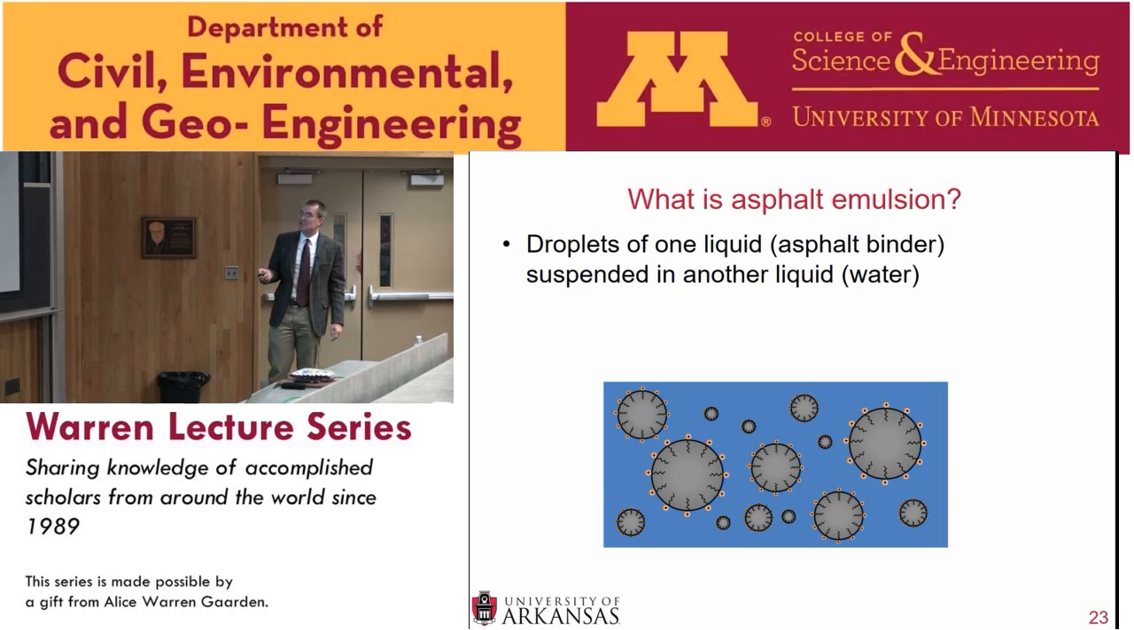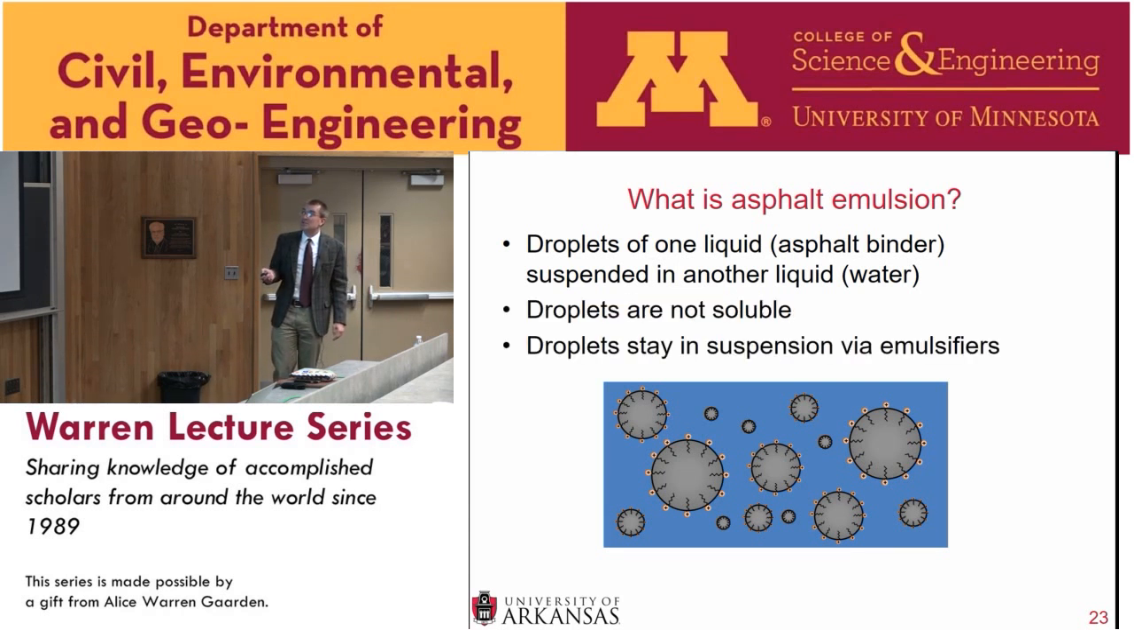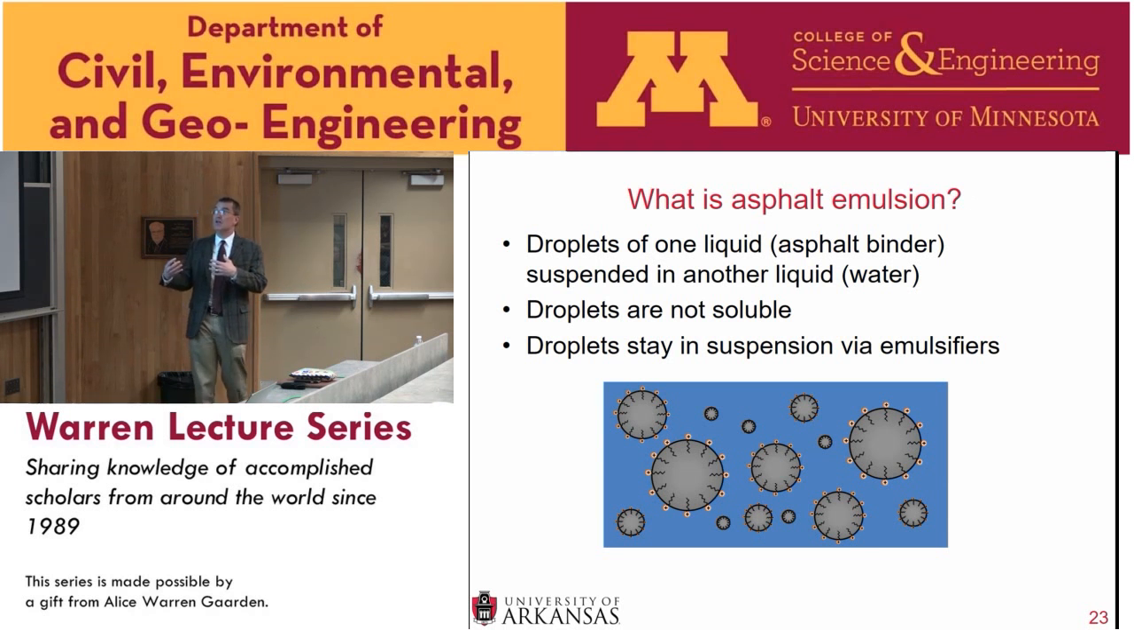But this is a nice little schematic of asphalt emulsion here. What an asphalt emulsion is, it's droplets of one liquid, the asphalt binder, in a second liquid, which is water. And you can see here the droplets are not soluble, which means that you can't mix it. It's not like putting salt in water where if you stir it, it mixes together. You cannot physically mix an oil and a water, or an asphalt binder and a water. So they're not soluble, or insoluble.